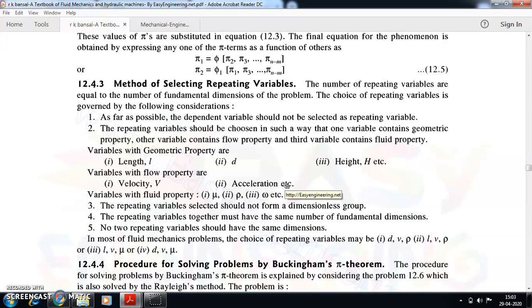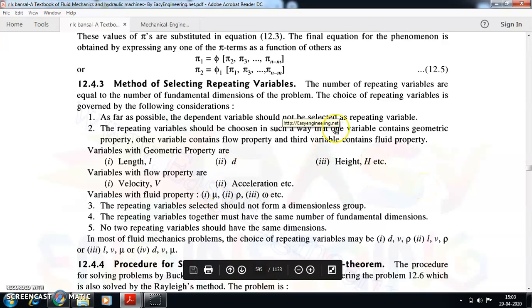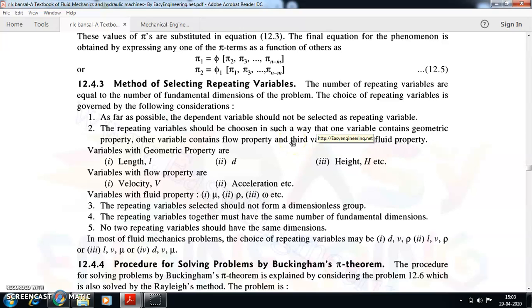There is a basic method to select the repeating variables. The number of repeating variables has to be equal to the number of fundamental dimensions of the problem. There are many things you need to consider. As far as possible, the dependent variable should not be selected as a repeating variable. The repeating variables should be chosen such that one is a geometric parameter, that is, length, diameter, or height, which tells something about the geometry.